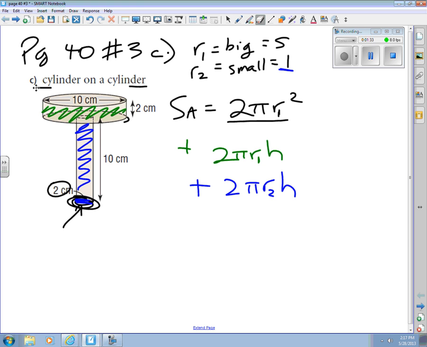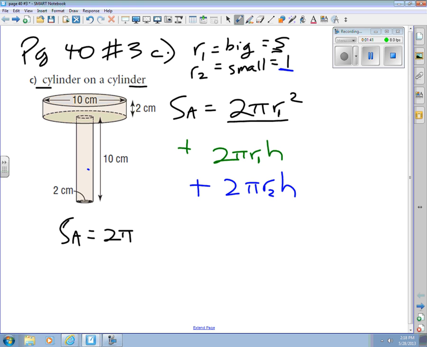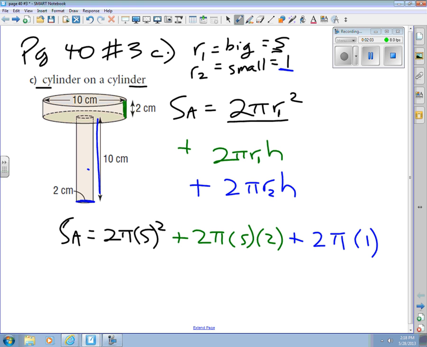So, putting it all together and plugging numbers in, 2 pi r squared is 2 pi, and again, I want radius 1, so that's 5 squared. The green part is 2 pi 5, and the height of this prism, or cylinder, is 2. And then it's 2 pi. Radius 2 is half of 2, which is 1. And my height here is 10.